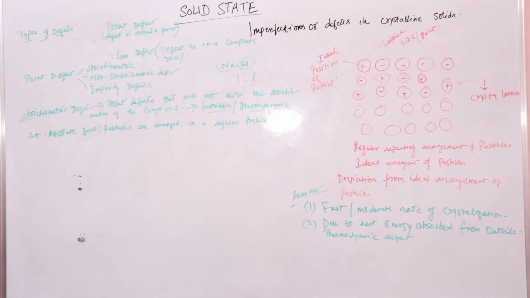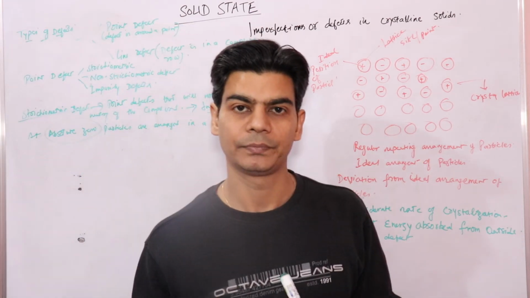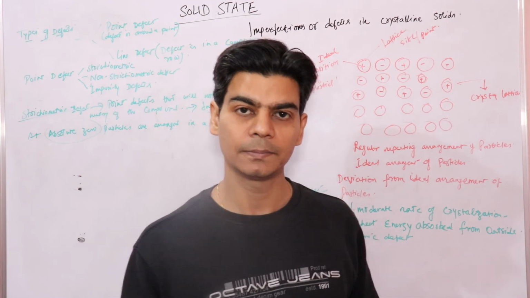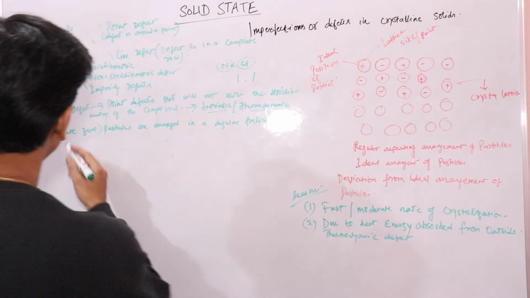Now these stoichiometric defects are of two types. One is the vacancy defect, and the other type of defect is the interstitial defect.